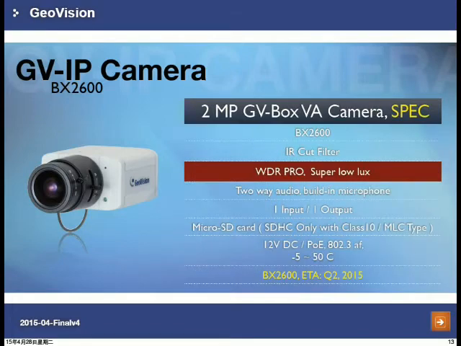And this is another point on this slide. This camera has both the WDR Pro and super low lux features built into the camera itself, so the camera can smartly switch to either WDR mode or super low lux mode based on what the camera sensor detects. The release date for this camera is expected to be in Q2.